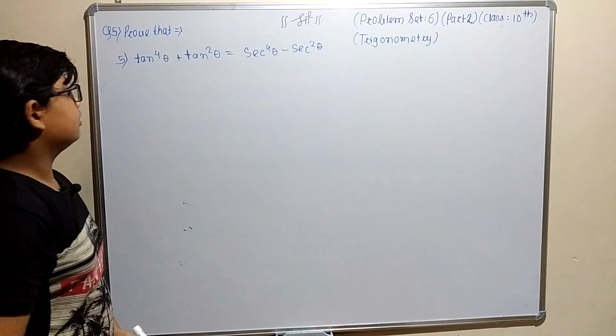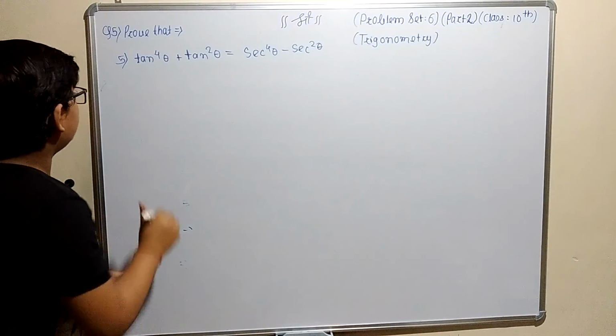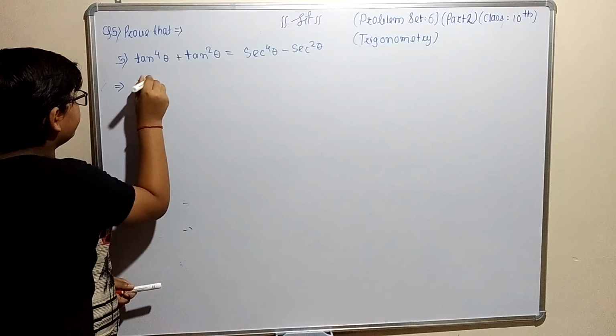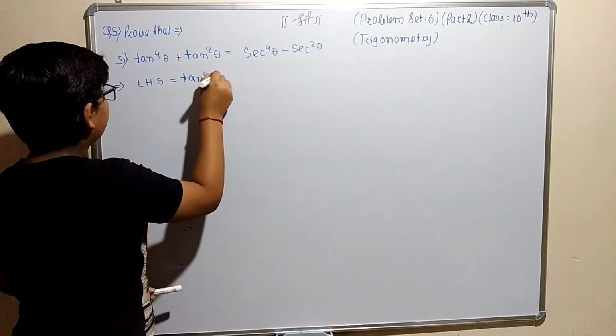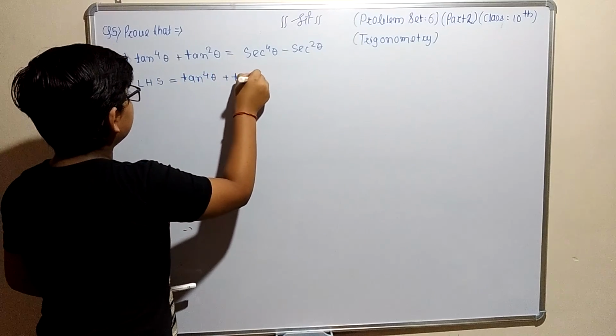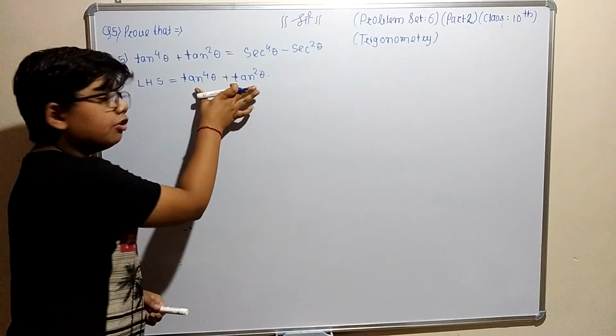Now this is our 5th number question. Now we will try proving it. Now what is the LHS? LHS is equal to tan raised to the power of 4 theta plus tan square theta. Now we will factorize it.